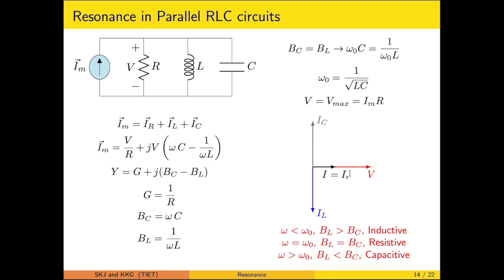So on the analogous line, if we are considering a frequency lower than the resonant frequency, BL will be greater than BC and the behavior will be inductive. At resonance, the behavior will be resistive. For a frequency greater than the resonant frequency, the behavior will be capacitive likewise.